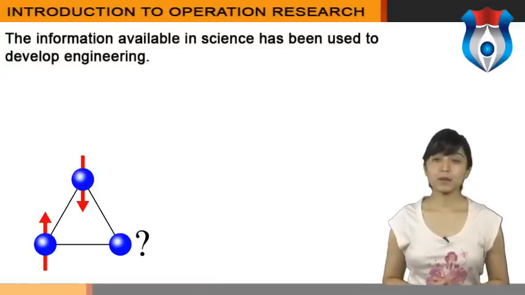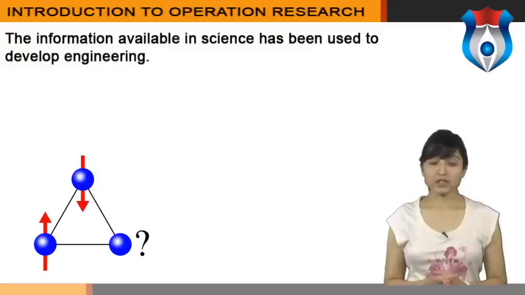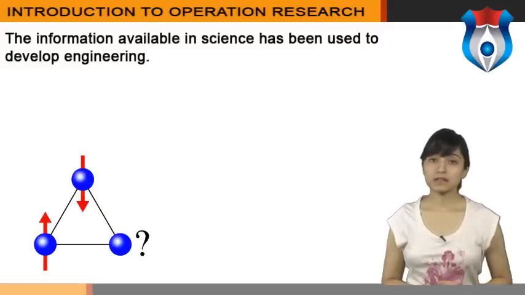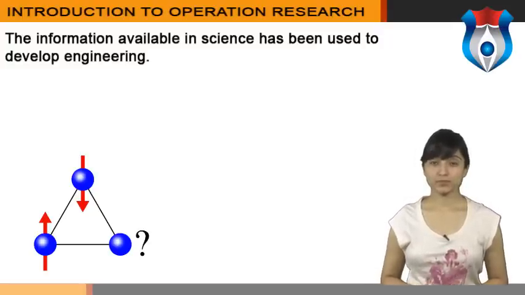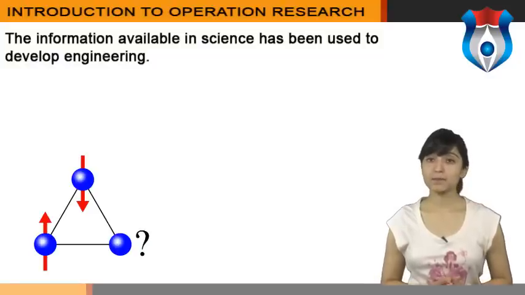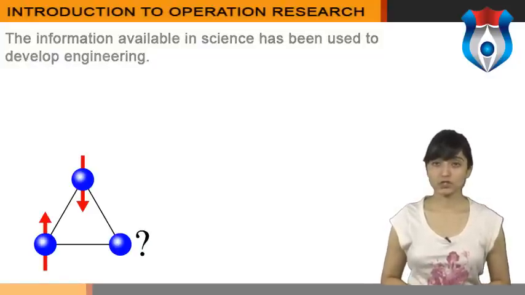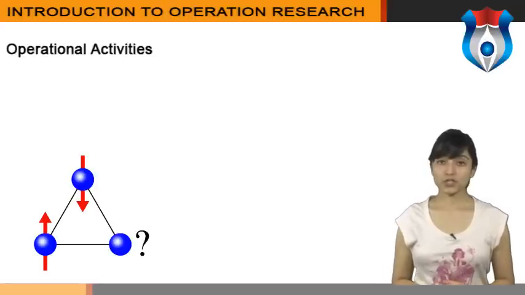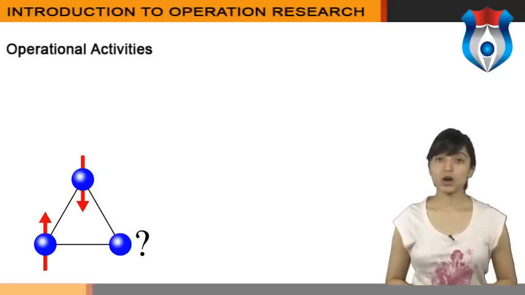Here we will discuss the role of OR in engineering and science. The information available in science has been used to develop engineering. Whatever is available in engineering is based on basic fundamentals of science. With the growth of technology, practitioners faced many challenges to improve the product and market it efficiently. Let's talk about operational activities. OR's role in both the public and the private sectors is increasing rapidly.